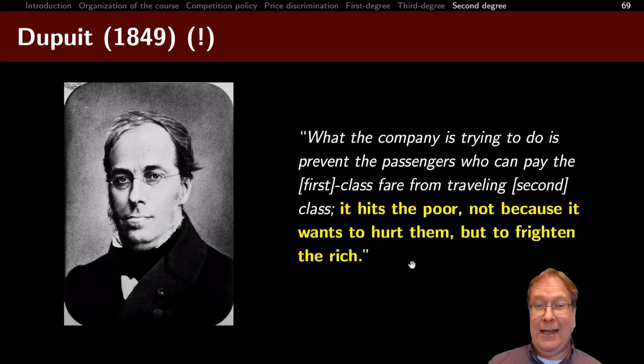And that's indeed exactly what's going on. So the next time you travel by airplane and you're thinking, why do I get these lousy leg space and this lousy quality? Well, it's not to hurt you, but it's to keep the rich people from traveling tourist class, right?